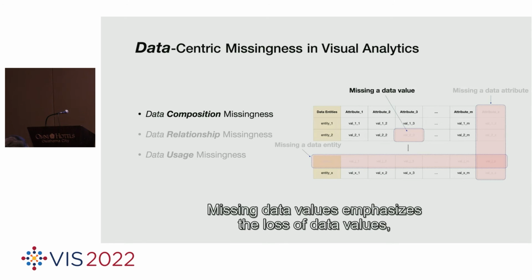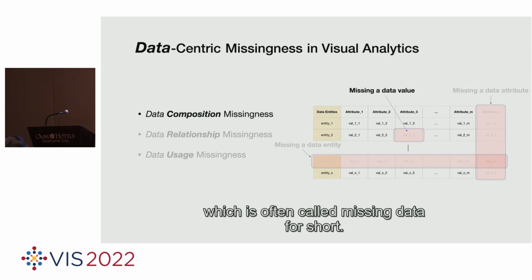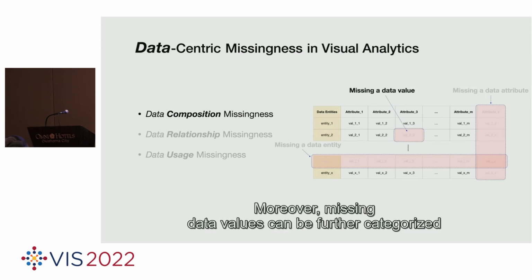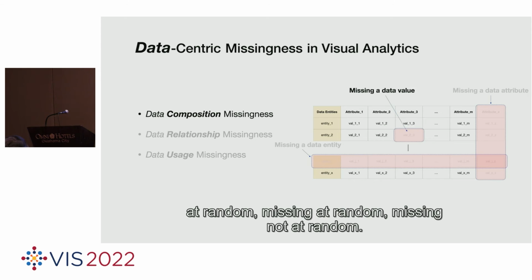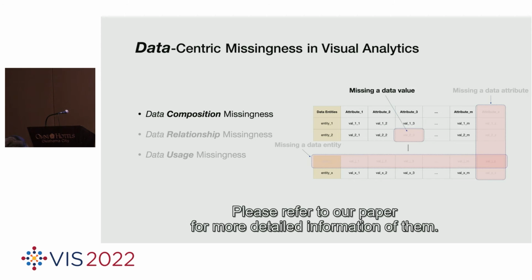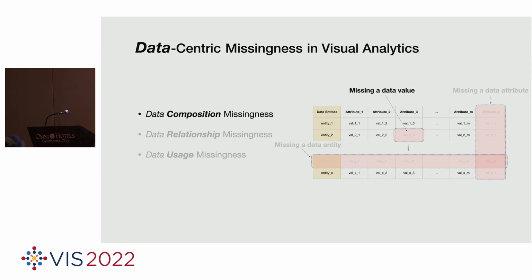Missing data values emphasize the loss of data values, which is often called missing data for short. Moreover, missing data values can be further categorized into three groups: missing completely at random, missing at random, missing not at random. Please refer to our paper for more detailed information on them.